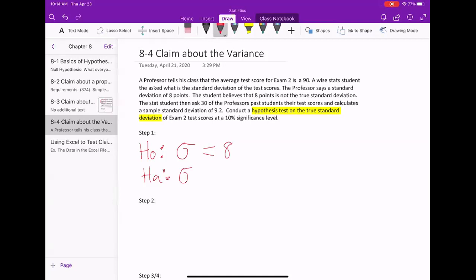The wise statistics student does not believe it is that, right? But I still use the same value. But what inequality do I use here? Greater than? Okay, so I have a greater than. Anyone else? I have greater than. All right, so then my question to you is, why are you using greater than? Because it says 9.2, which is bigger than 8. True, the number is bigger than 8, right? But we have to be careful of that. We have to base it off the student's claim. What is the student's claim?